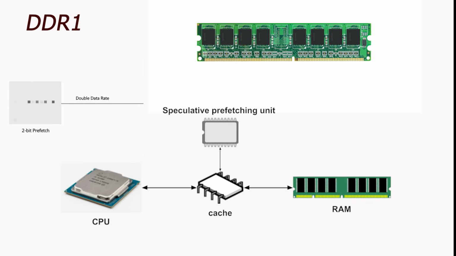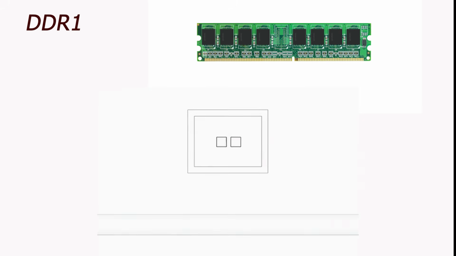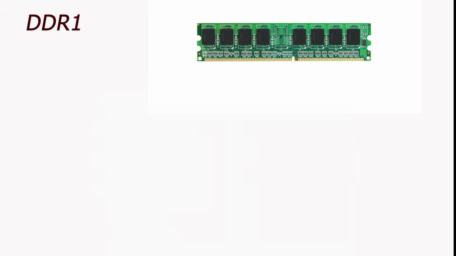Internally, DDR1 uses a 2-bit prefetch architecture. This means the memory reads 2 bits of data at a time from the memory core. This internal design is what enables DDR1 to double its data transfer rate compared to older SDRAM technology.